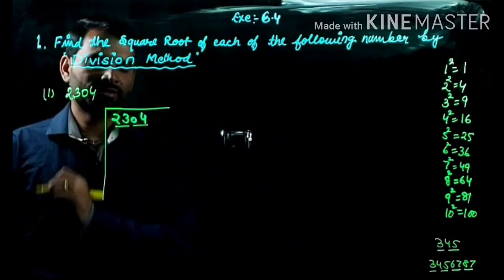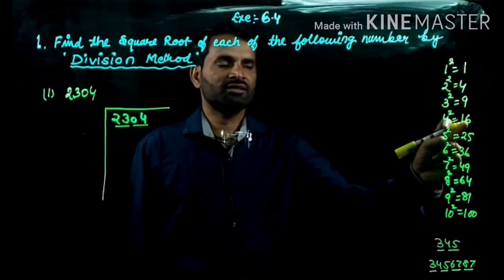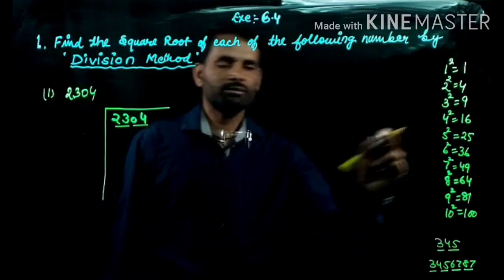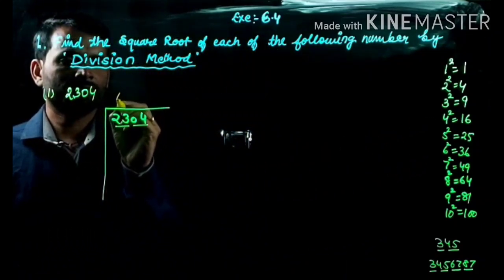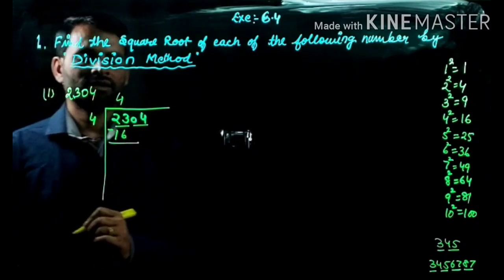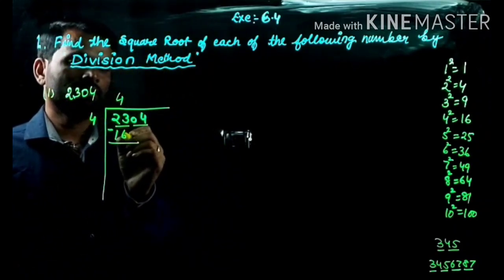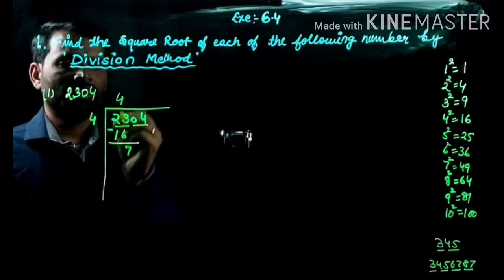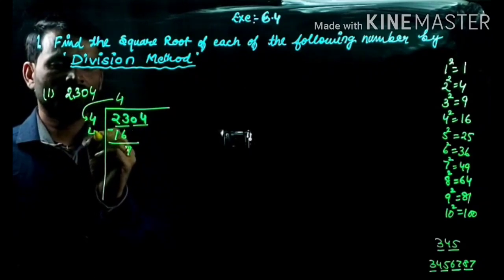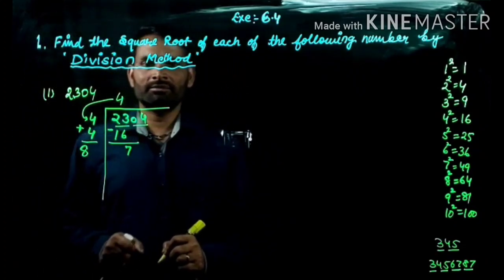Okay, then take 23. 1 squared is 1, 2 squared is 4, 3 squared is 9, 4 squared is 16, and 5 squared is 25. 25 is greater than 23, so choose the number 4, and 4 fours are 16, divide. After subtraction, 23 minus 16 is 7. Okay, and an important point: this 4 will be added to the divisor 4, making 8. This completes the first step.